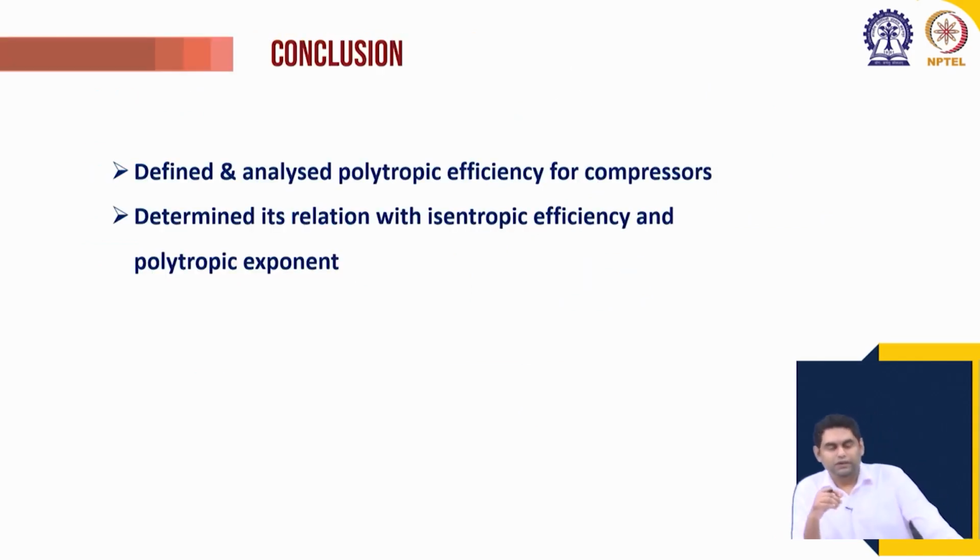To summarize the class, we have defined what a polytropic efficiency is. We have seen its importance, why it is needed, what is different from the isentropic efficiency, and why isentropic efficiency is not always sufficient. Then we analyzed polytropic efficiency, found how it is related to a parameter called the polytropic exponent, what the significance of this polytropic exponent is, and how it is related to isentropic efficiency.